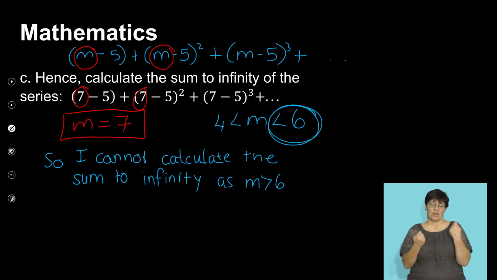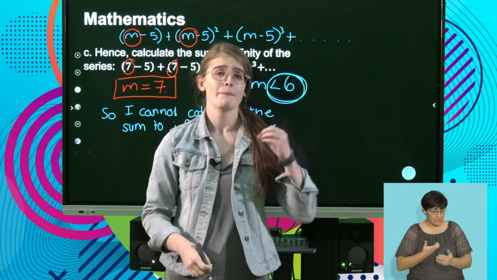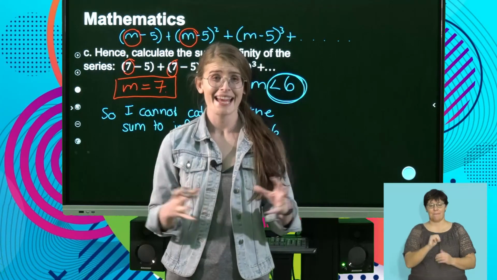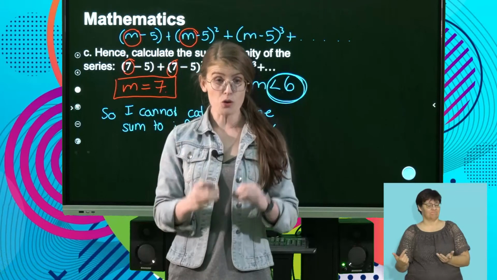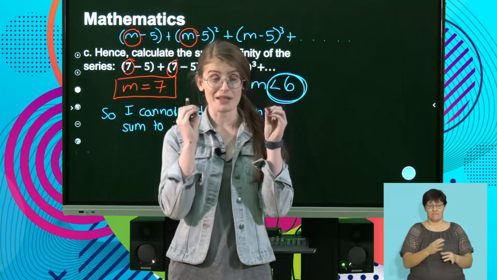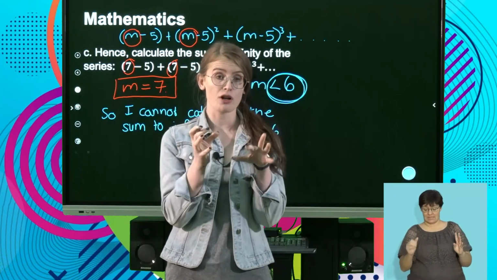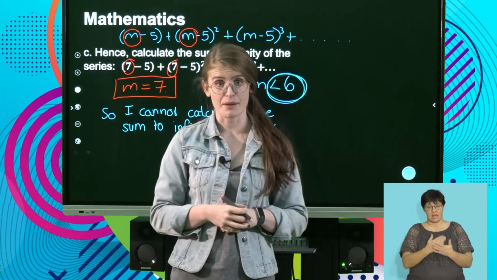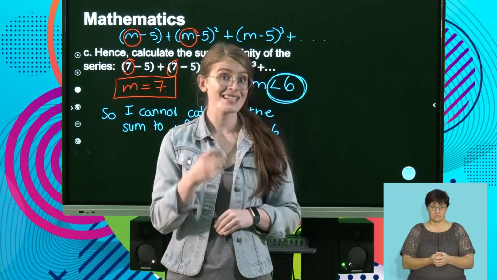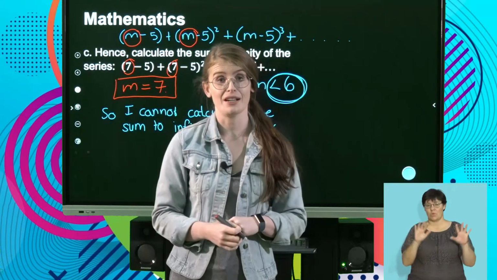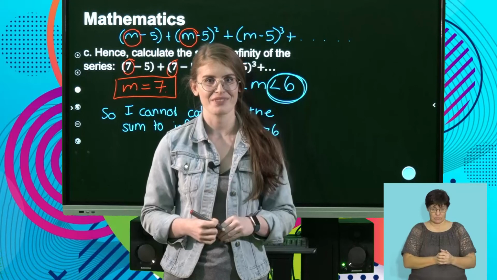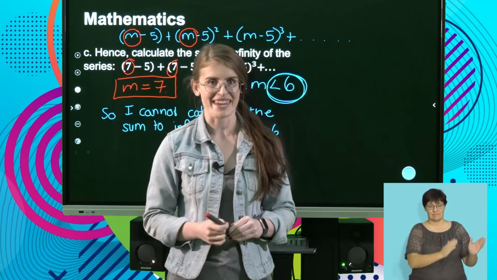So I hope that everyone's comfortable with what I've done. Because m is greater than the values that m is allowed to have, m is only allowed to have a value between 4 and 6, because that means that the series converges, so I can calculate the sum to infinity. Because m is greater than that, I am not allowed to calculate the sum to infinity. Let's have a look at the next example together.